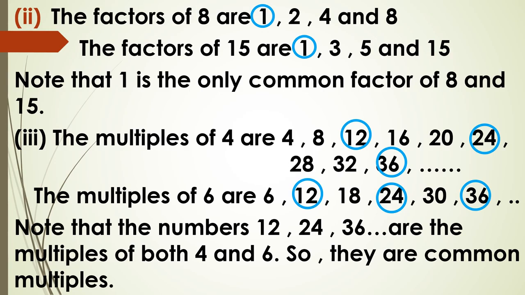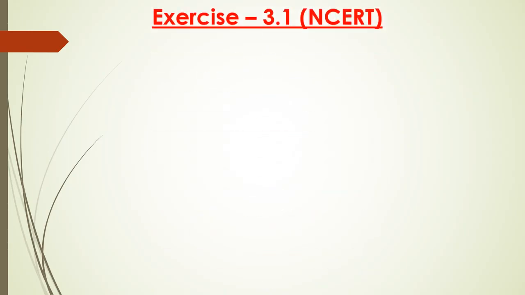12, 24 and 36 are coming in both, in the multiples of 4 and also in the multiples of 6. So these are the common multiples of 4 and 6. There are more common multiples than these, but here I have found only 3 common multiples, because we know that multiples are infinite in number.